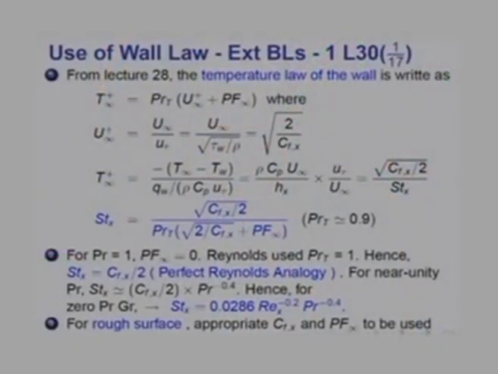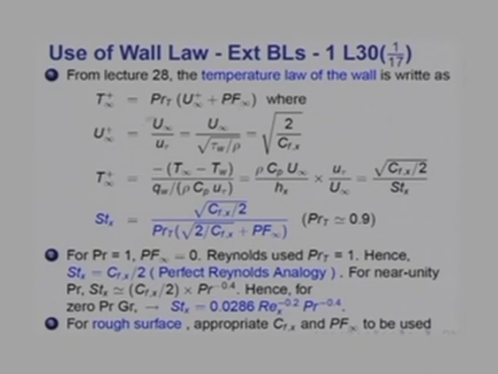Likewise, we will look at prediction of Nusselt number in pipe flows, internal flows, and again make use of the law of the wall as well as the analogy methods. So, let us start with the external boundary layer case, and from lecture 28 you will recall that the temperature law of the wall is written as T plus equal to Prandtl T into u plus plus Pf, which is a function of u plus. But if we write that equation in the infinity state, we would get T infinity plus equal to Prandtl T into u infinity plus plus Pf infinity, which as you recall is a function of Prandtl number only.